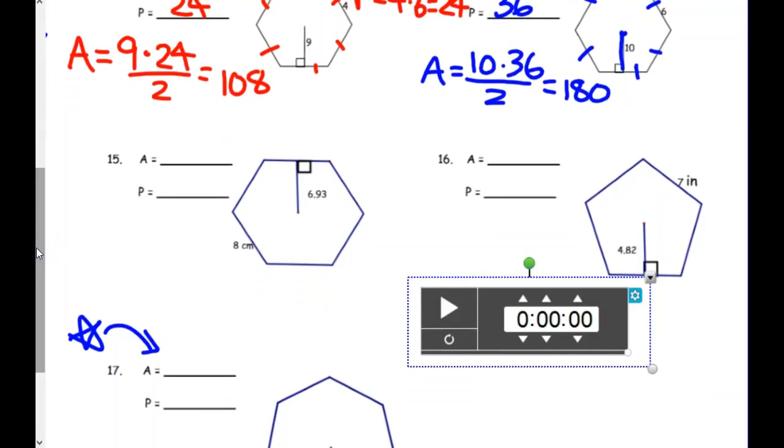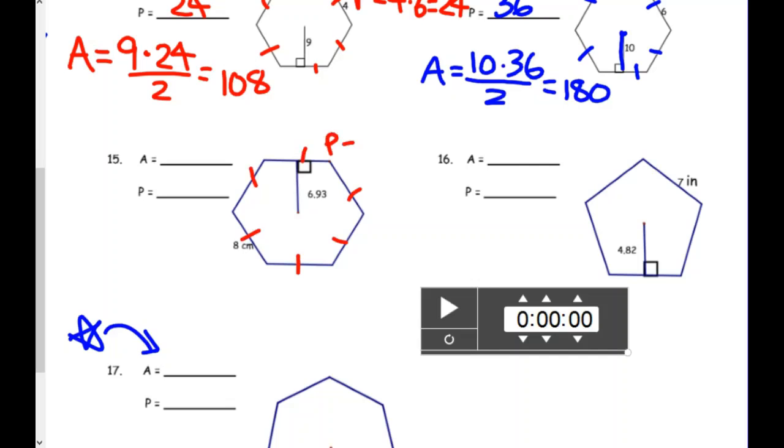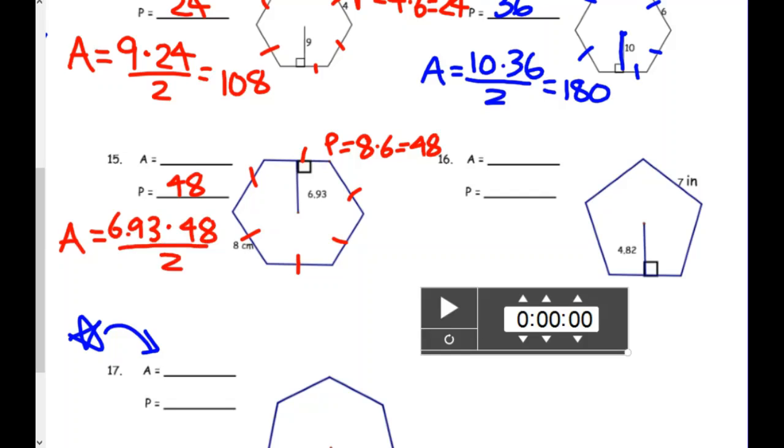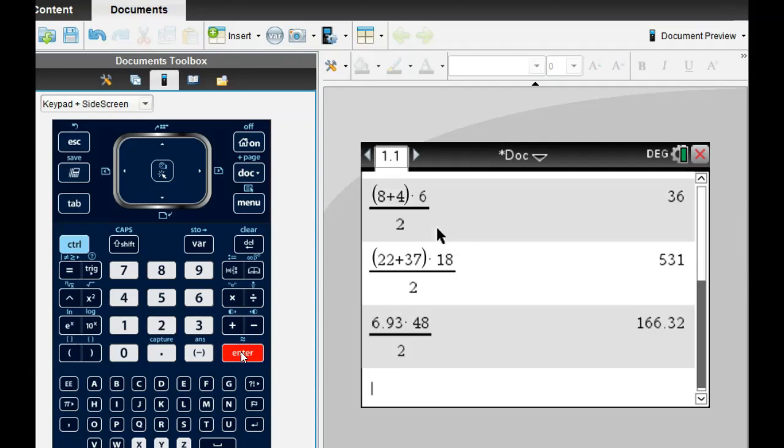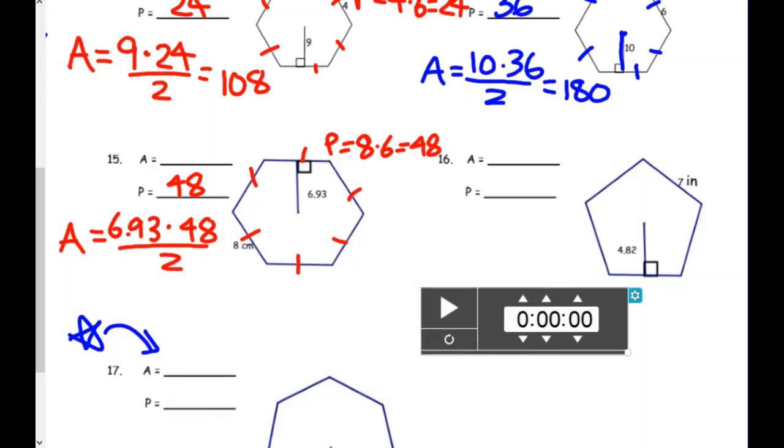Alright, so the answers we have. So again, 8 times 6, 48, right? And then our area is little a, apothem, 6.93, times perimeter, 48, divided by 2. So let's do that. 6.93 times 48 divided by 2. 166.32. And again, that should be units squared, but we don't have any units. It is what it is, okay?